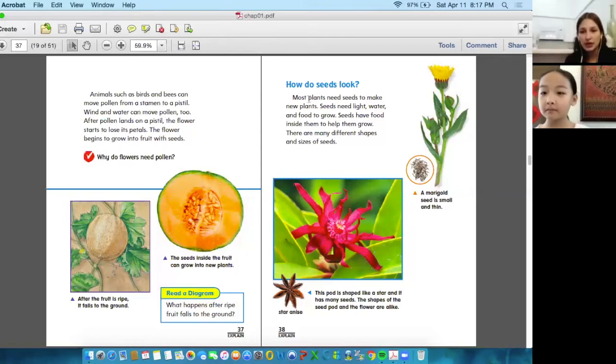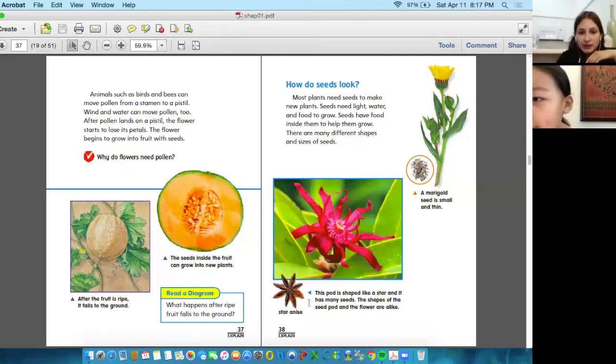Okay, so let's look at this, this is a marigold. So this is the name of this flower. And these right here are the type of seeds of a marigold. So what does it say? A marigold seed is small and thin. Okay, so it's very tiny. Very tiny, right? And you can see they're actually very, very thin, right?